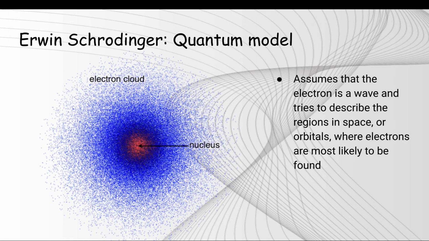Alright, moving on to our current model today, created by Erwin. This is the quantum model, and this assumes that electrons are a wave. The electron is a wave and this model tries to describe the regions in space, or orbitals, where electrons are most likely to be found. So when we talked about quantum numbers in chemistry, this is best represented by our current model, which is the Erwin model.